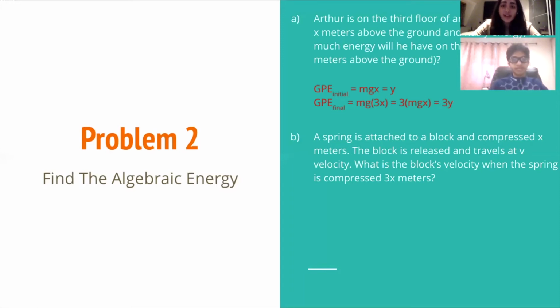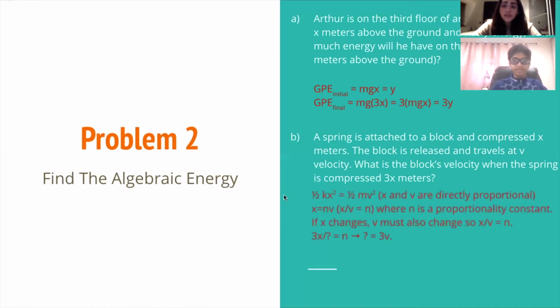A spring is attached to a block and is compressed x meters. The block is released and travels at v velocity. What is the block's velocity when the spring is compressed 3x meters? So again, I'll give you 3 seconds to pause the video and give that a shot. So now we're going to be doing a very similar process with this, but it's a little bit more complex.